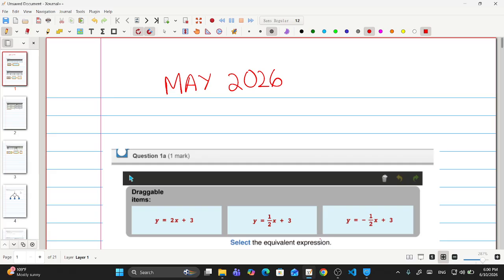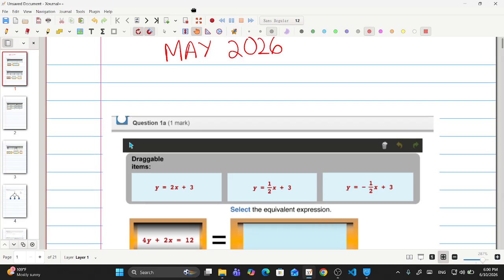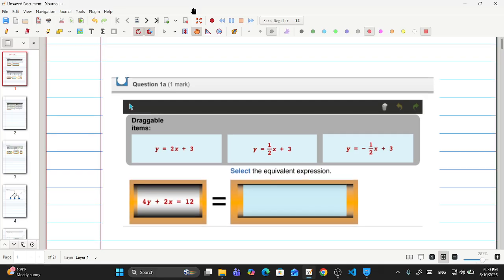So in today's lesson, we're going to be solving the May 2026 IB MYP Standard Mathematics past paper. This paper was recently released and the marking scheme is not here as of yet. So we're going to try to solve the questions to the best of our ability.